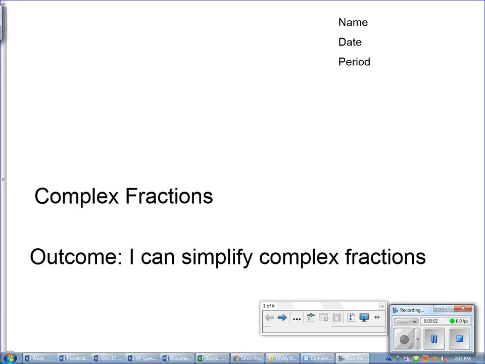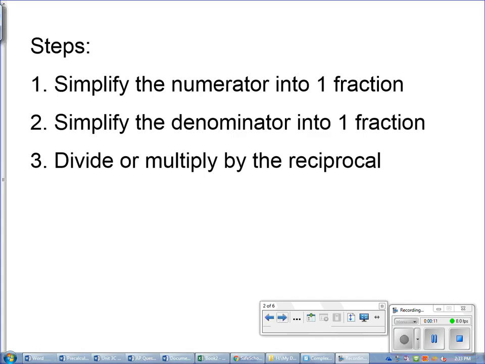The title of this note is Complex Fractions, and the outcome is to be able to simplify complex fractions. So your steps to simplifying. A complex fraction is when you have fractions within fractions.